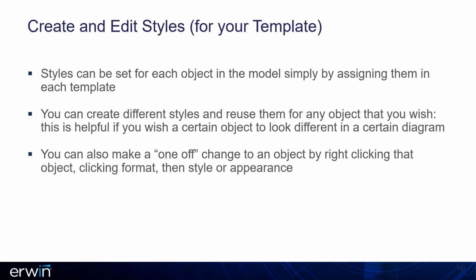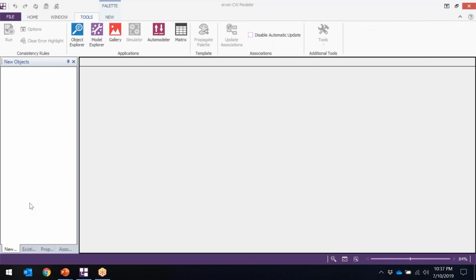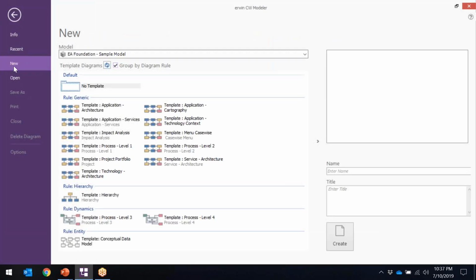If you're just doing a one-off, then you can use an appearance change, but otherwise, most likely you're going to do a style. So we're going to create a diagram template, and we'll create some objects on it, and we'll set that as a template. In order to do that, we've gone into the modeler, and in the modeler, we'll create a brand new diagram.